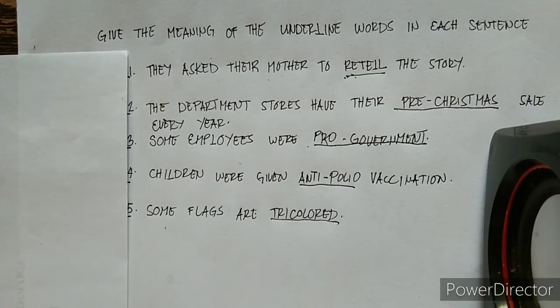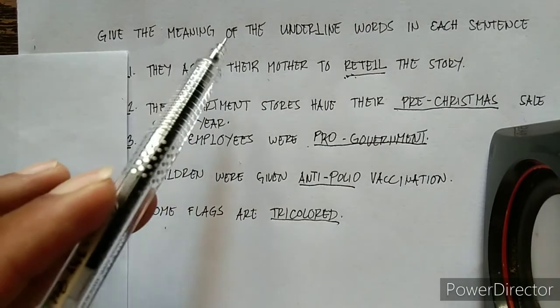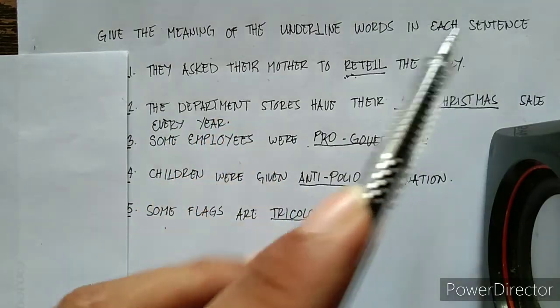Good students, today we're going to discuss the summative test. Always remember, the summative test is a measurement of your ability to think and to write the action as fast as you can. All of you are required in this type of assessment. This is an example of a summative test. The instruction is, give the meaning of the underlined words in each sentence.